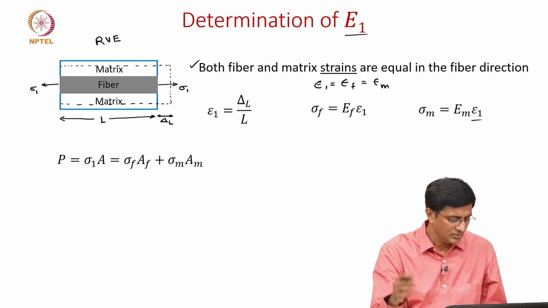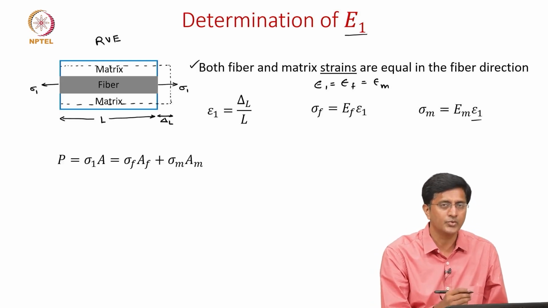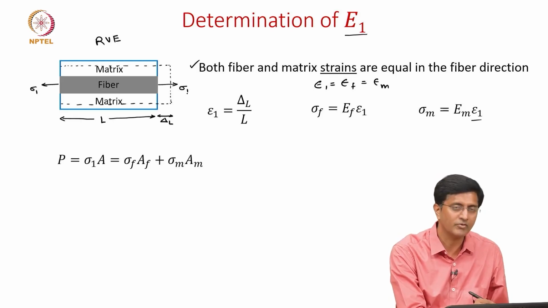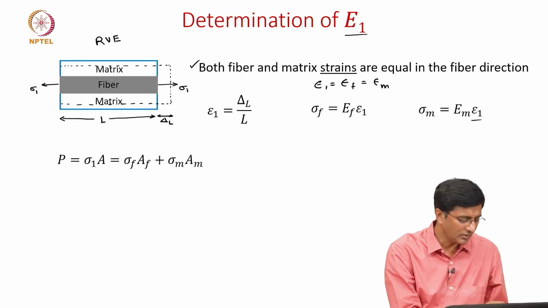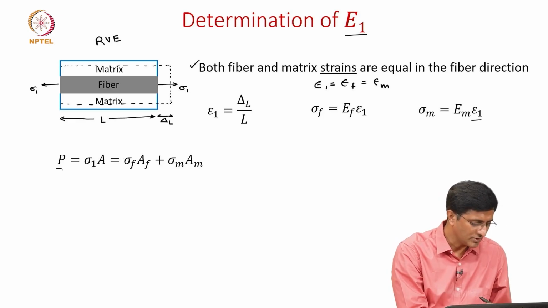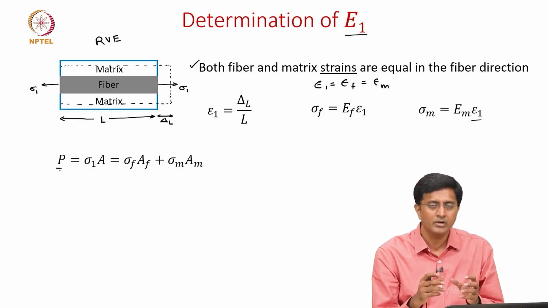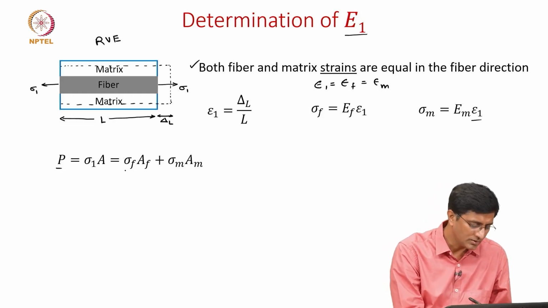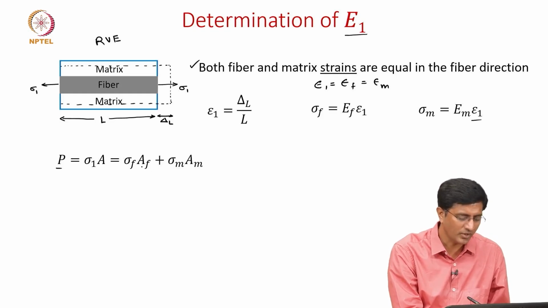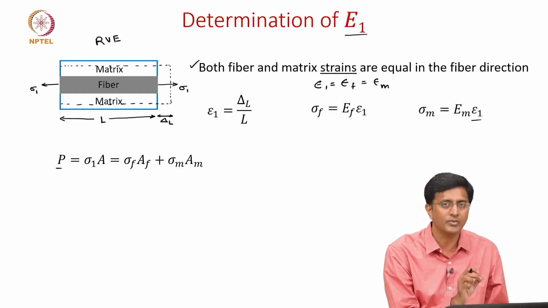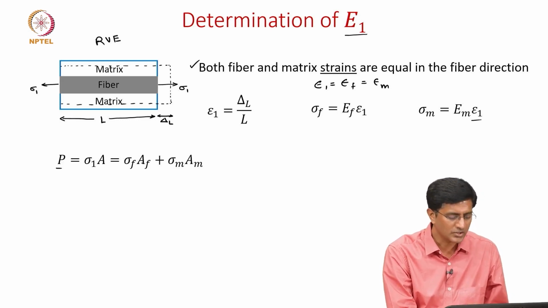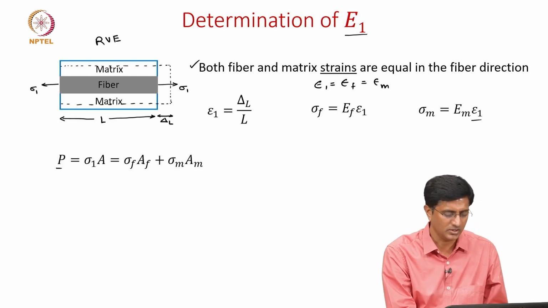So now let's see how the load is distributed. So let's say if we multiply the stress sigma 1 with the cross section area A, then we get the load P. So we are saying P is distributed between the fiber and the matrix. How is it distributed? You can simply say the product of the stress in the fiber times the cross section area of the fiber will give the load carried by fibers, and similarly the load carried by the matrix is the corresponding stress times the cross section area Am.